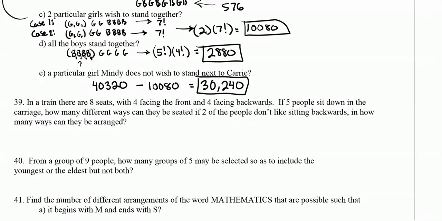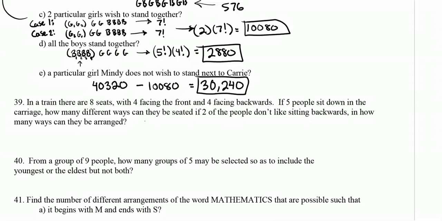(39) In a train, there are 8 seats with 4 facing the front and 4 facing backwards. If 5 people sit down in the carriage, how many different ways can they be seated if 2 of the people don't like sitting backwards, and how many ways can they be arranged? So sorry for this, but the wording here is weird.